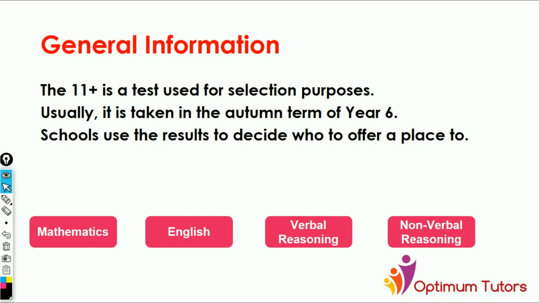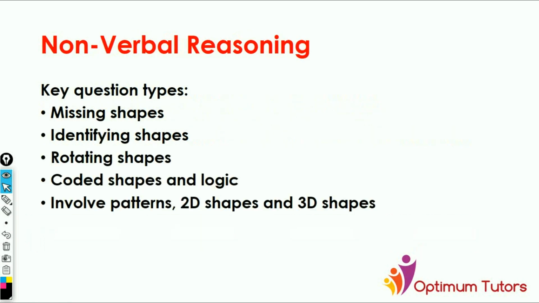So there's 4 components that this could be made up of. You've got mathematics, or it could have an English component that's usually made up of comprehension and a writing task. You could have verbal reasoning being assessed, and as we'll talk about in this video, it could be non-verbal reasoning. So it's really important that you find out what the school is looking for so that you can prepare appropriately for that. So let's have a look.